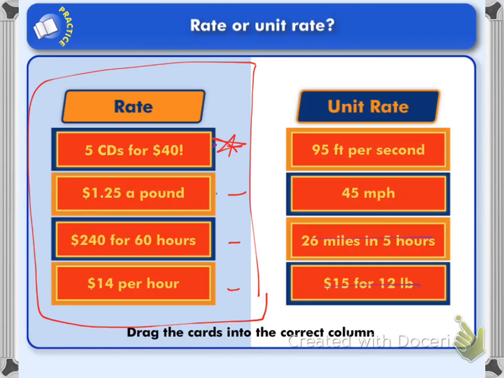Okay, hopefully you said this one because you're comparing CDs to money, and those are different units, so that is a rate. Should have said this one, you're comparing money to pounds, different units. You should have said this one, money to hours is two different units, and this works too, money to hours. So kind of tricky on that one. They're all rates.